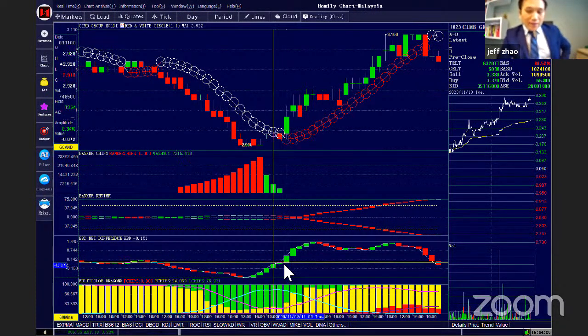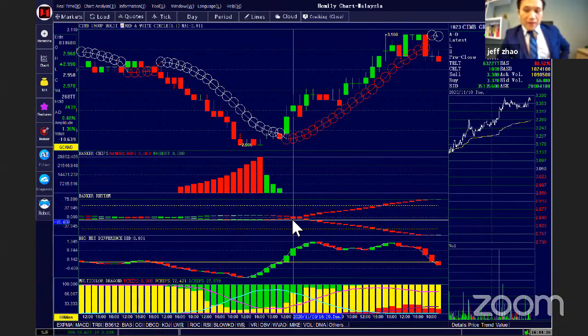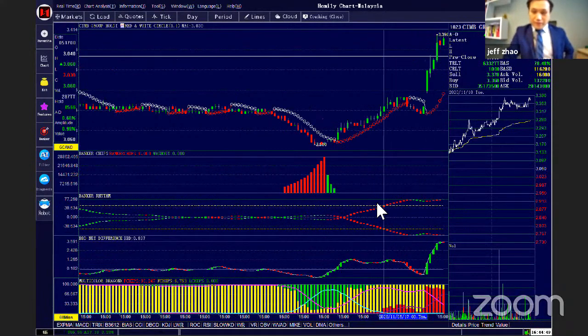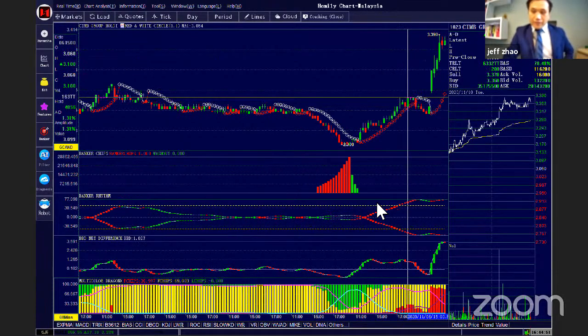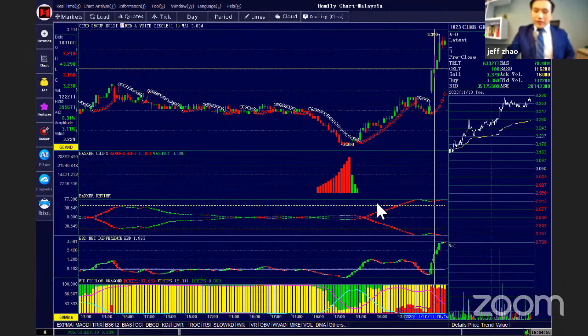At the same time, you confirm with the BBD. The BBD increases and breaks out above the zero axis, and also the bank chips disappeared. And from here, you see the banker locks the position. Now you can see it's still in the uptrend, right? Now you can see it goes very strong.